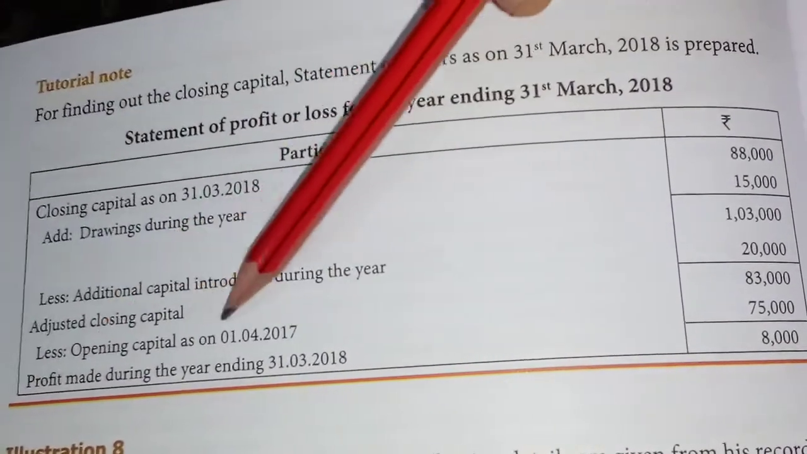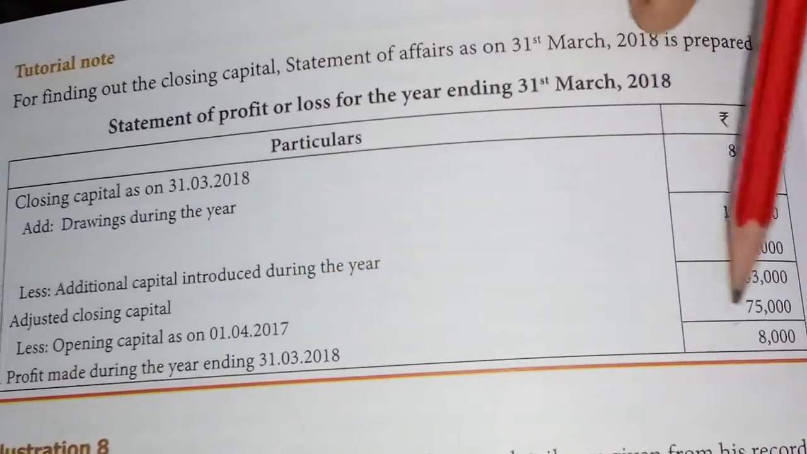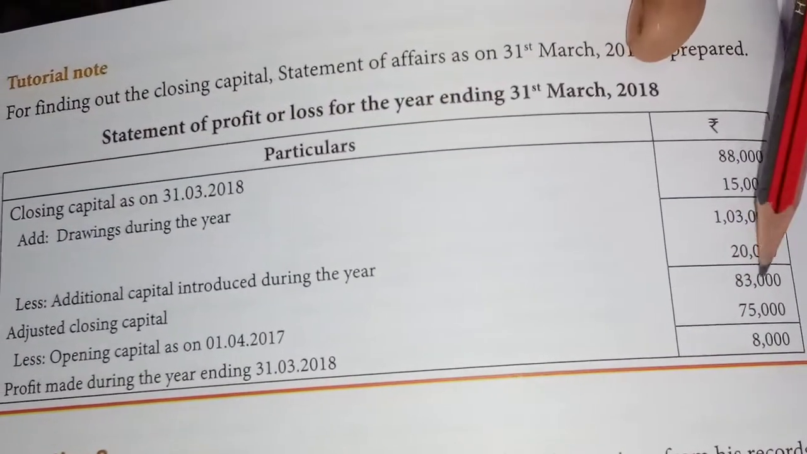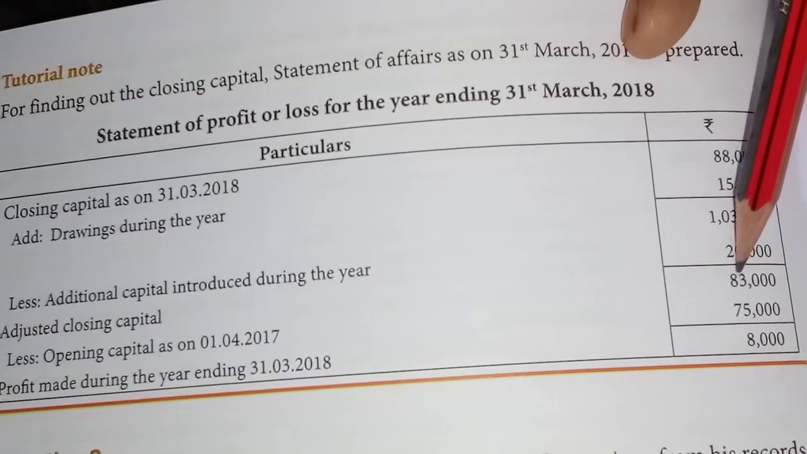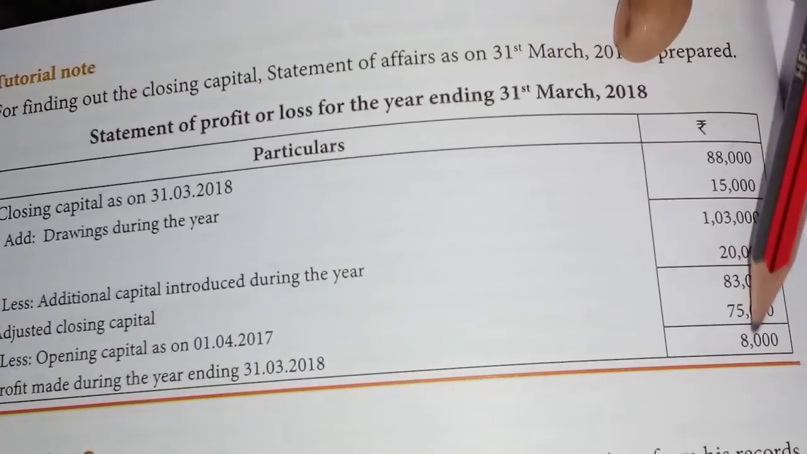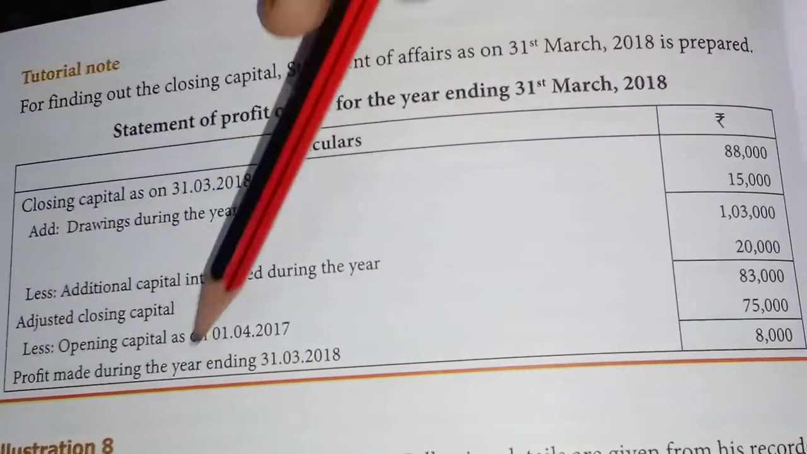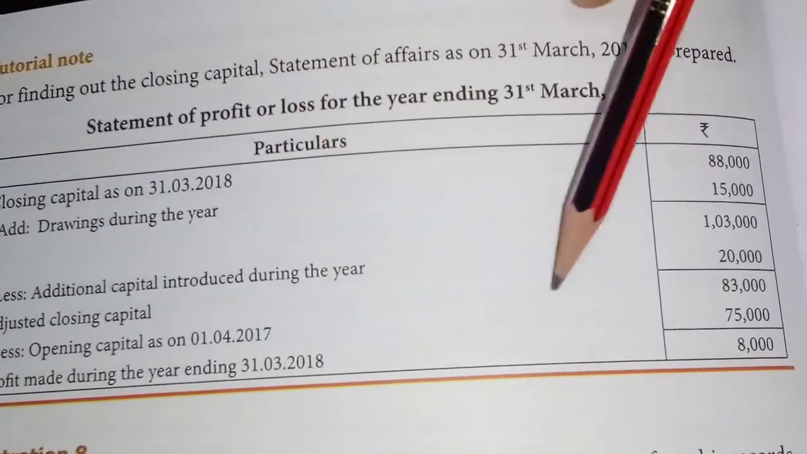Then less opening capital. Opening capital is given, that one 75,000. So subtract this one, 3 minus 0, 3. Here borrow 1, 13 minus 5, 8. Here 7. Okay, so 8,000 is the profit made during the year, or simply you can write profit.